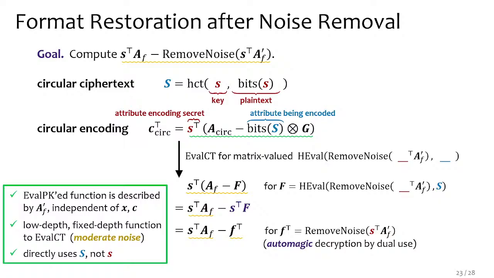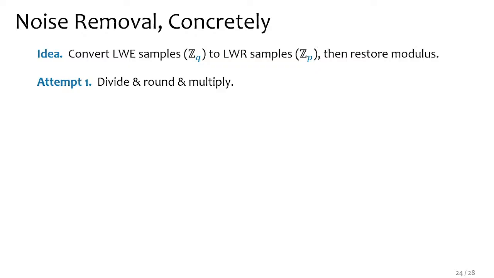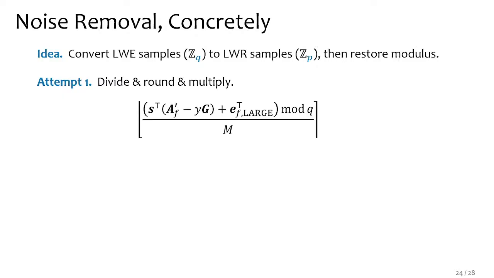Okay, so to complete the picture, I also need to tell you how to remove the noise. The idea is to convert LWE samples to learning with rounding samples, and then you restore the modulus. If you divide by a big number and round to the integers, then you will shrink the modulus. But then you can restore the modulus by just multiplying by the value that you have just divided. So it will look like this.